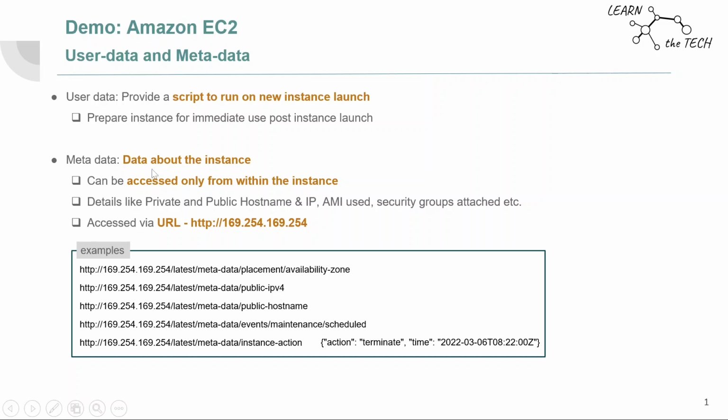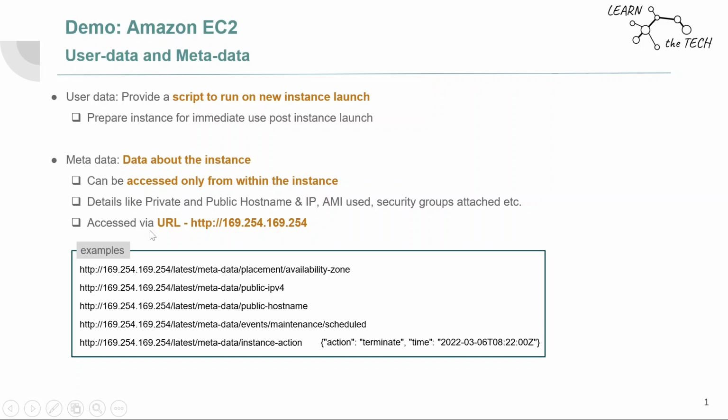Metadata is data about the instance itself. So when you are launching an instance, you provide some inputs. Also, after the instance is launched, AWS configures the EC2 instance and, for example, assigns a public IP address, public host name, or a private IP address and a private host name. All these details, which is the information about the instance, is called metadata, and that can be accessed from within the EC2 instance itself. In fact, metadata can be accessed only from within the EC2 instance. You cannot access it from outside.